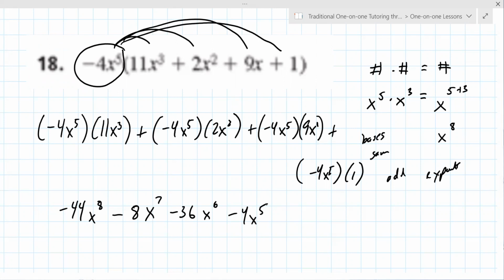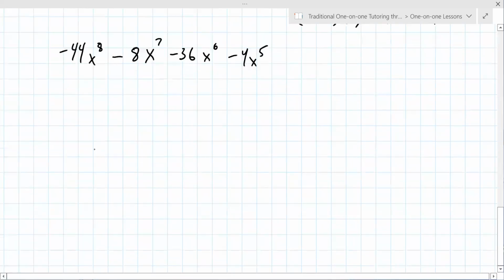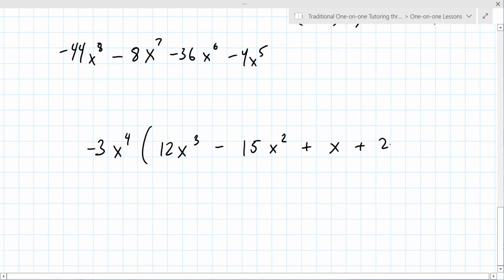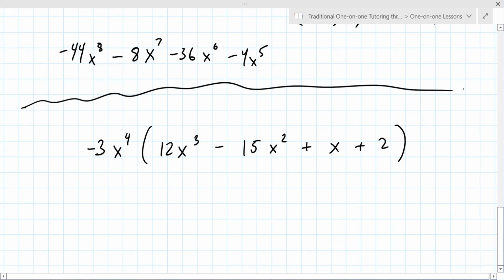Any questions on that? No. Let me make one up here for you to try. So let's go -3x to the 4th times 12x cubed minus 15x squared plus x plus 2. Go ahead and try that for me, please.